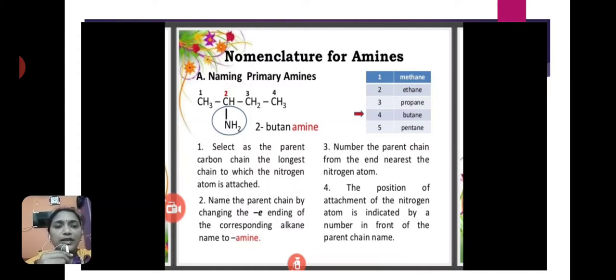Naming of primary amines. Example is 2-butanamine. First we confirm the carbon chain, that is the parent chain. After that, the carbon having the NH2 functional group gets the numbering. First we write the number of the carbon having the NH2 functional group, then after the number we write the carbon chain, then we add amine. So here the example is 2-butanamine.